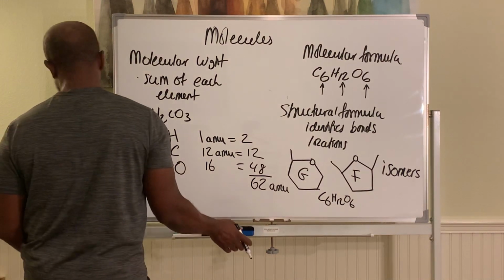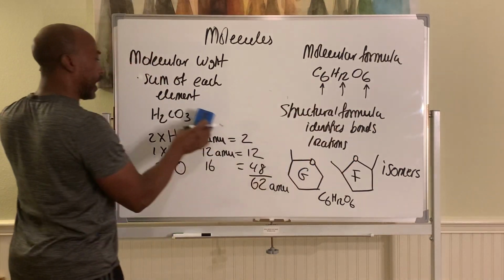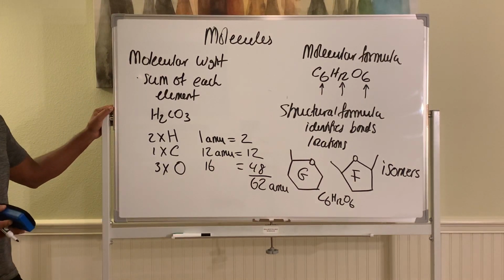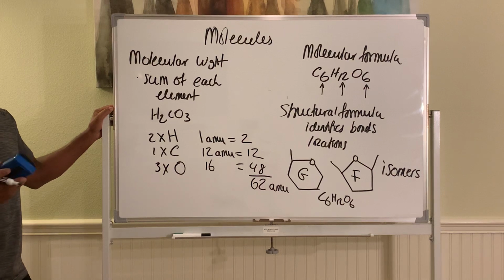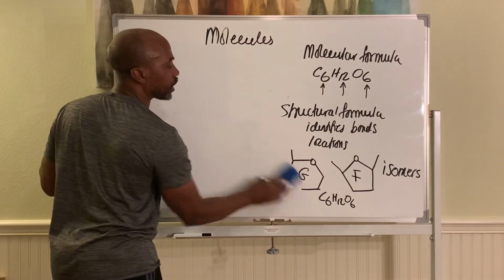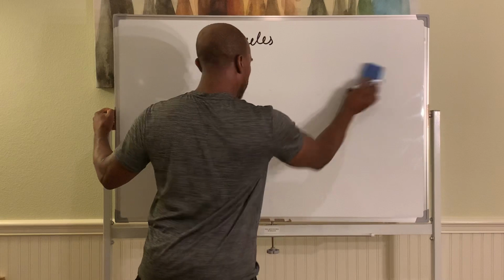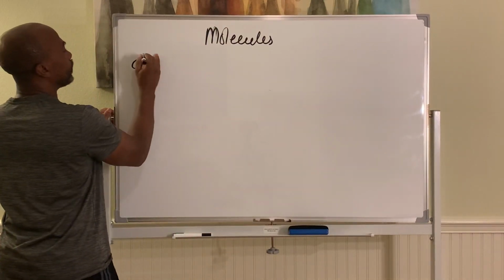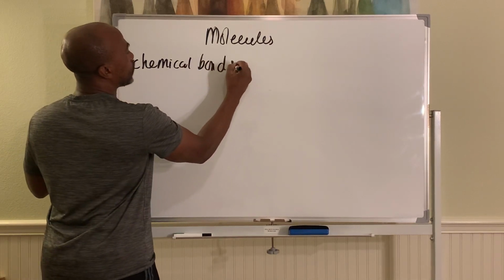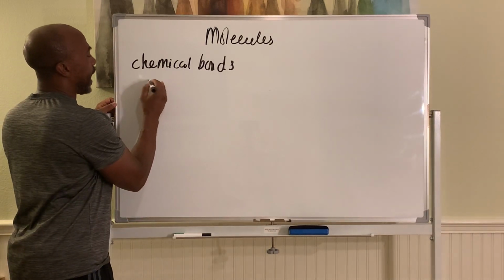Let's get on to chemical bonds. These molecules, C6H12O6, H2CO3, CO2, H2, N2, these various molecules are held together by chemical bonds. So let's look at that next, the bonds that hold molecules together. And we'll look at 3 types of bonds. We'll look first at what we call your ionic bonds.